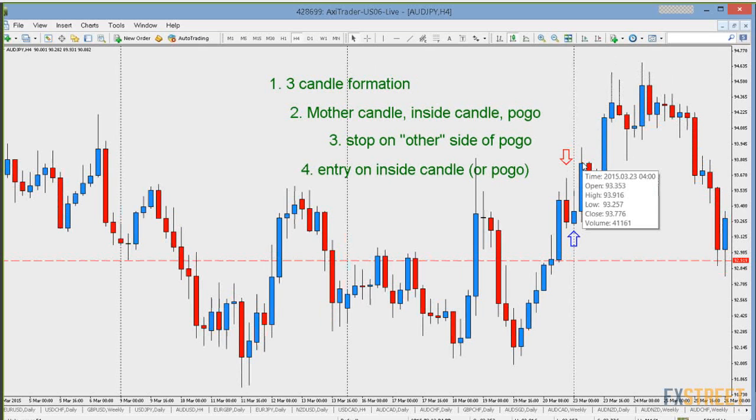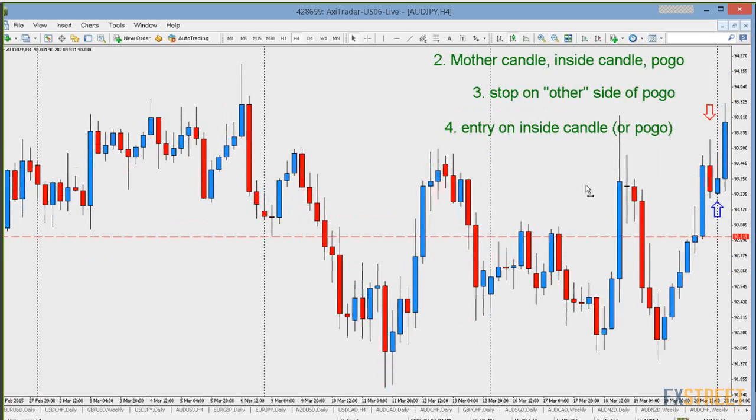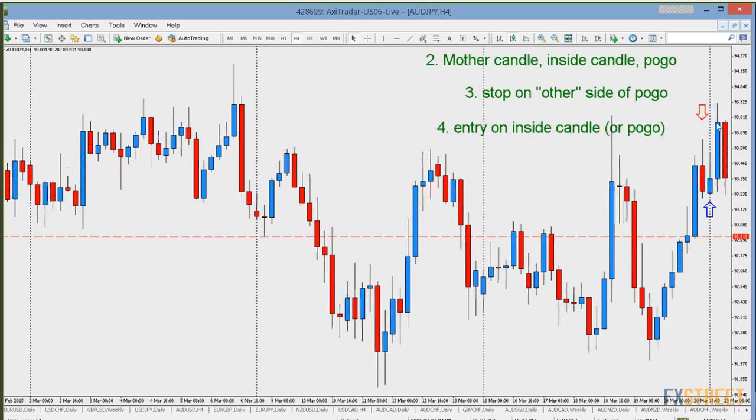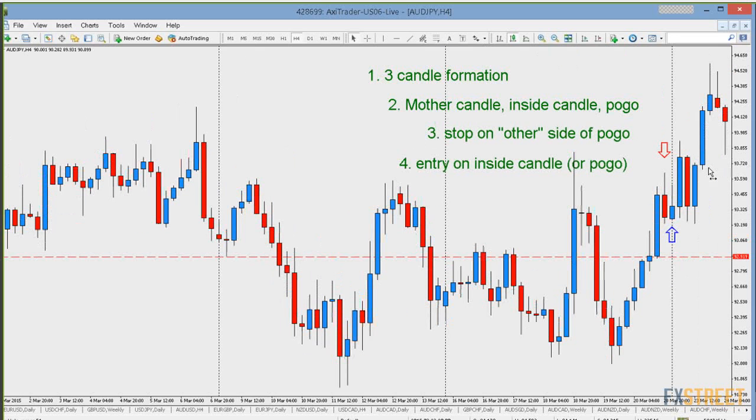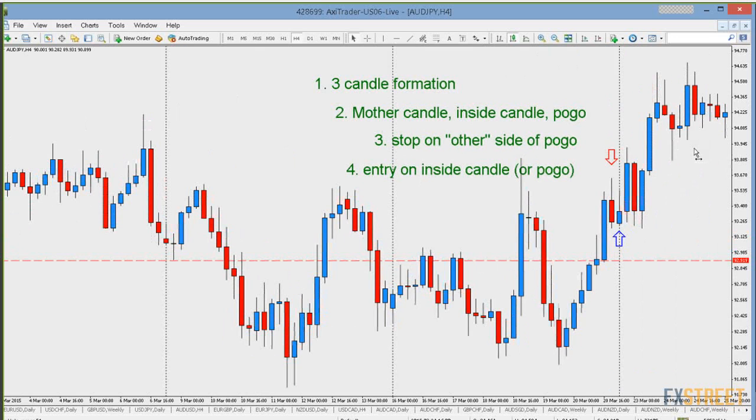By having that rule that the market must come back and close inside the inside candle with your pogo candle, that's telling you that momentum has fizzled out. If the candle does not come back and close inside the inside candle's range, you know that the momentum is still strong and is likely to continue onward, as it did here.